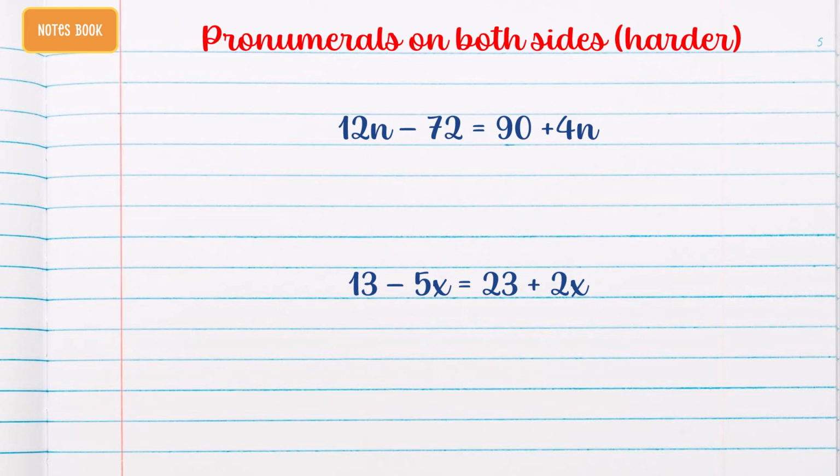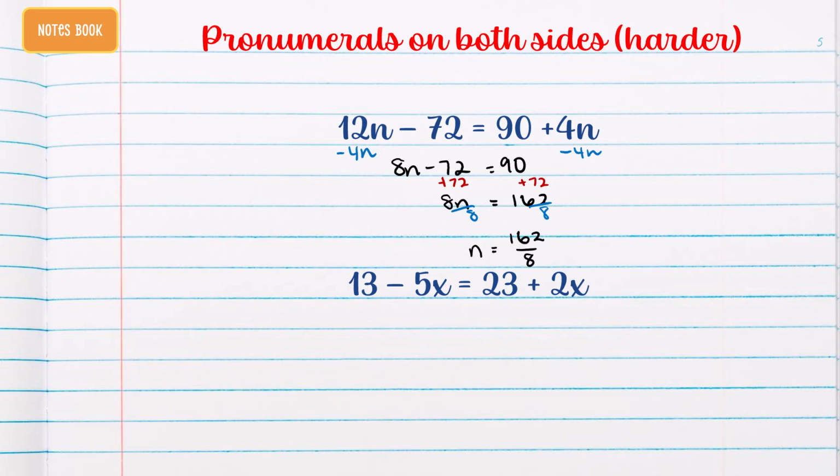Now feel free to pause here, but I'm going to go through these ones as well. Once again, I'm going to start by working with that n. I'm going to subtract 4n from both sides, leaving me with 8n minus 72 is equal to 90. I'm then going to add 72 to both sides, leaving me with 8n equal to 162. And then dividing both sides by 8, I'm going to be left with n is equal to 162 over 8.